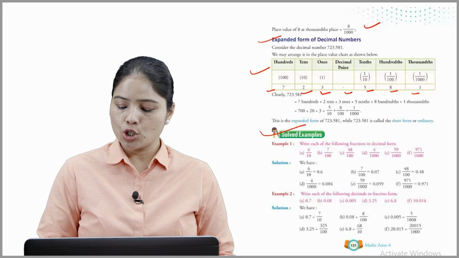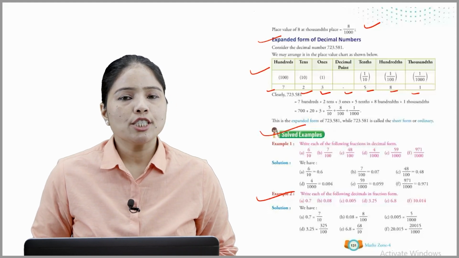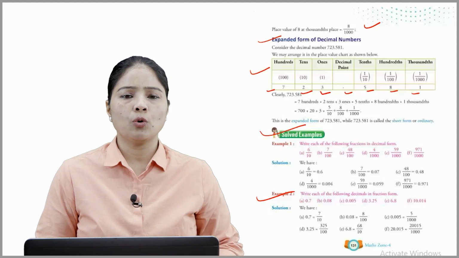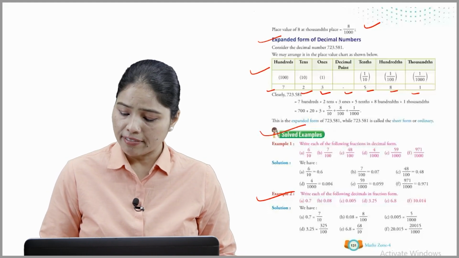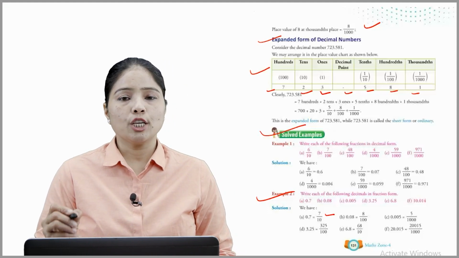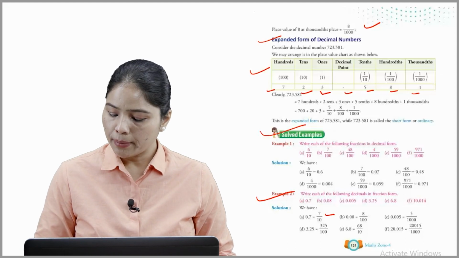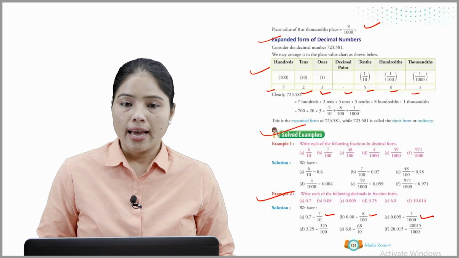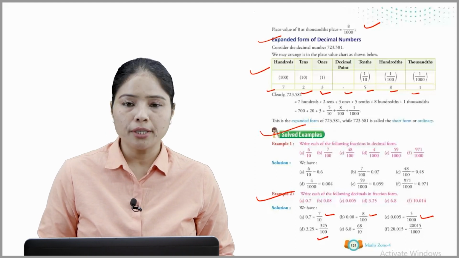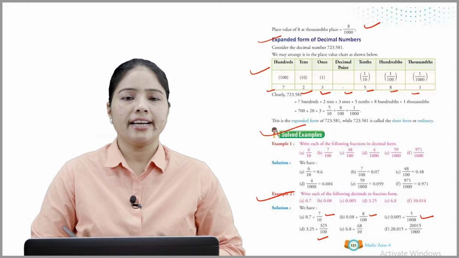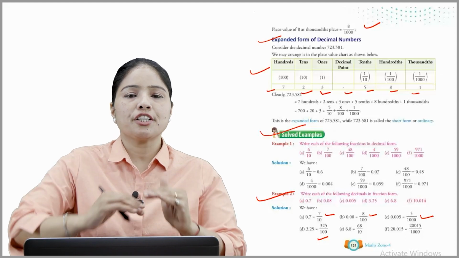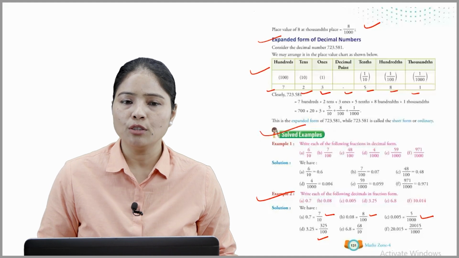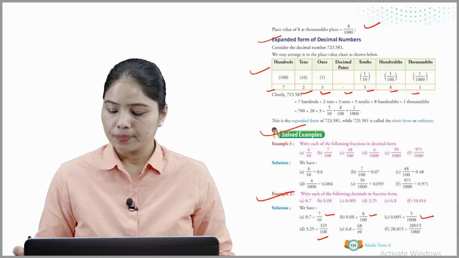Now example number 2. Write each of the following decimals in fraction form. So 0.7 means 7/10. 0.08 means 8/100, and this is 5/1000, and this is 320/100. Okay, you have to just remove the decimal. Okay, I hope you understood well. So now move on to the next one.